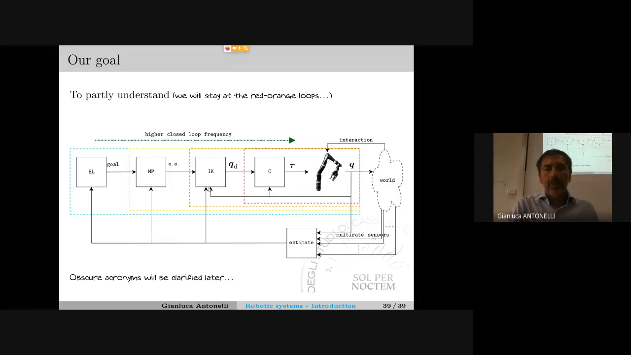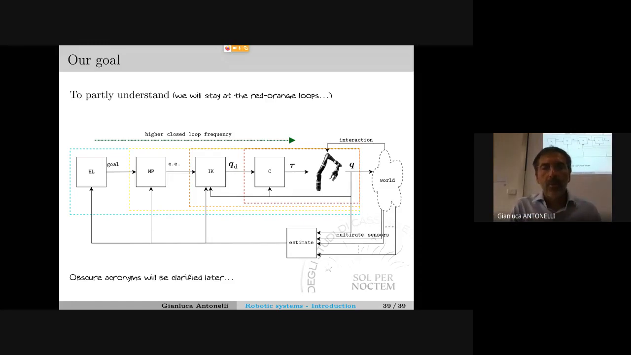Then we move on to the outer loop, the orange loop, and this is the point that we should focus our attention on a little bit, the second point. The input of this block is the end effector desired configuration or trajectory, and the output is the joint position. So here, everything is in the understanding of this aspect.